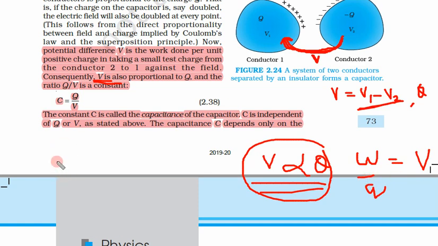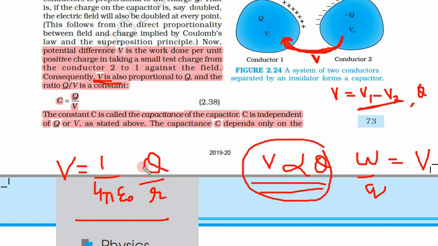What was the formula for V? V was 1 upon 4 pi epsilon naught times Q by R. So this was the formula for V. Here you can see V is proportional to Q. And when we take QV, there is another charge introduced, but in V this is normalized. So V is simply proportional to Q.